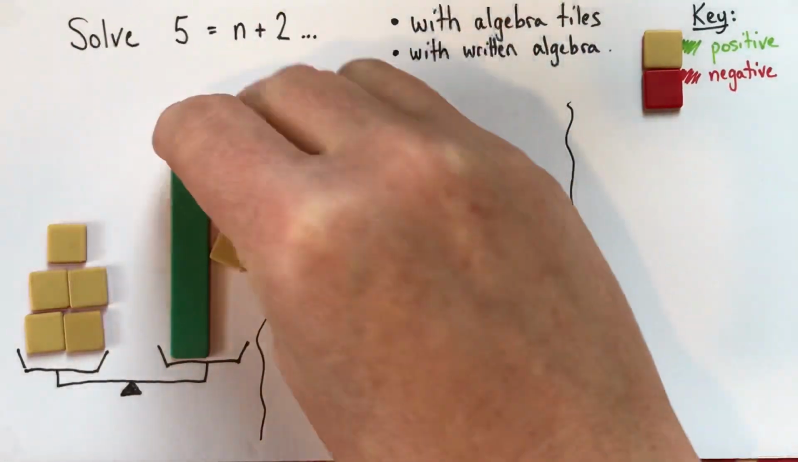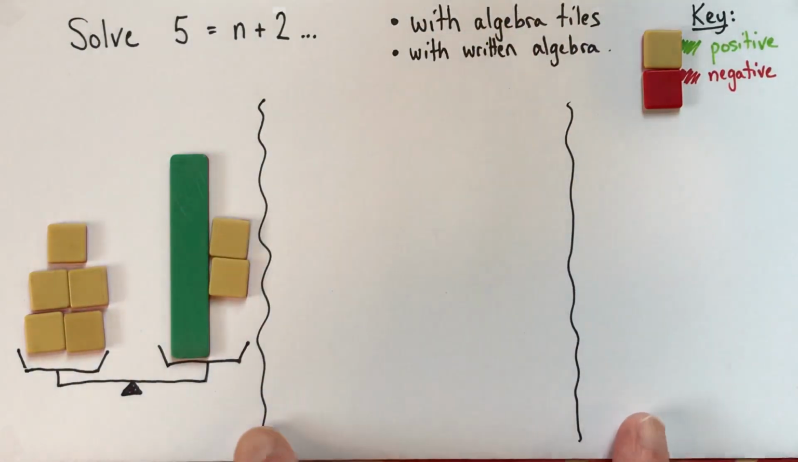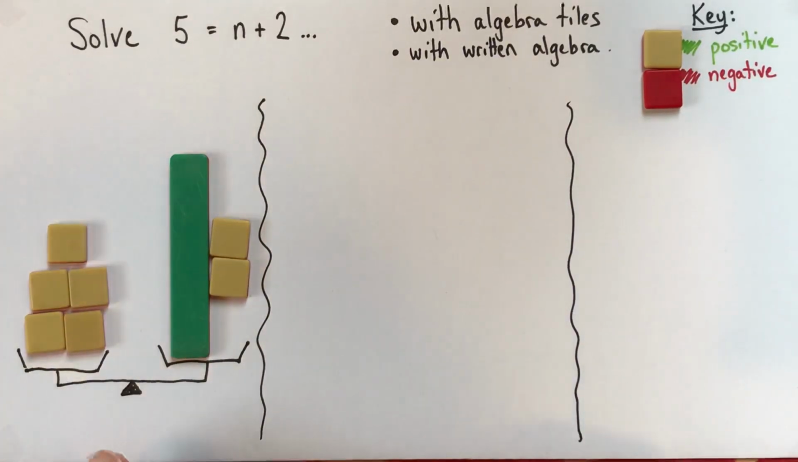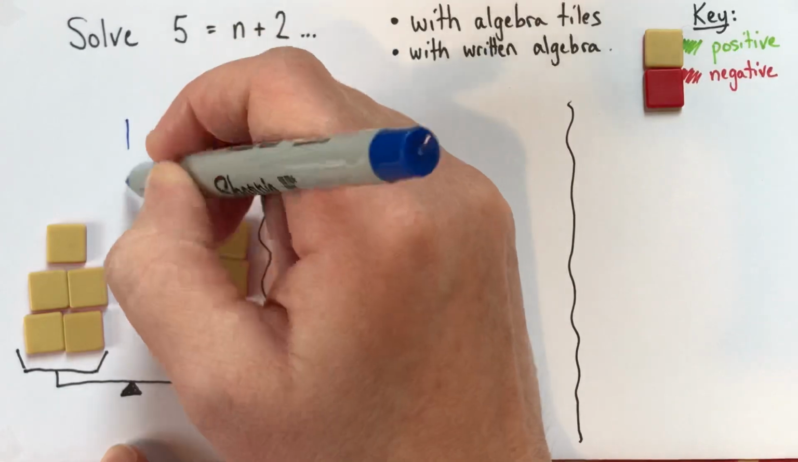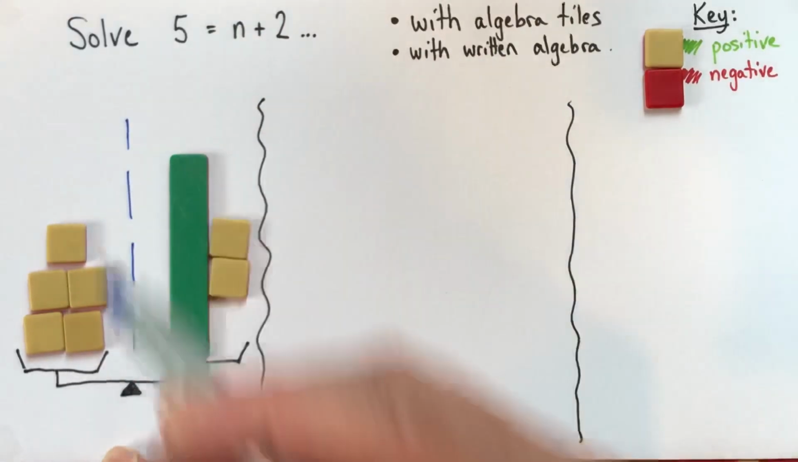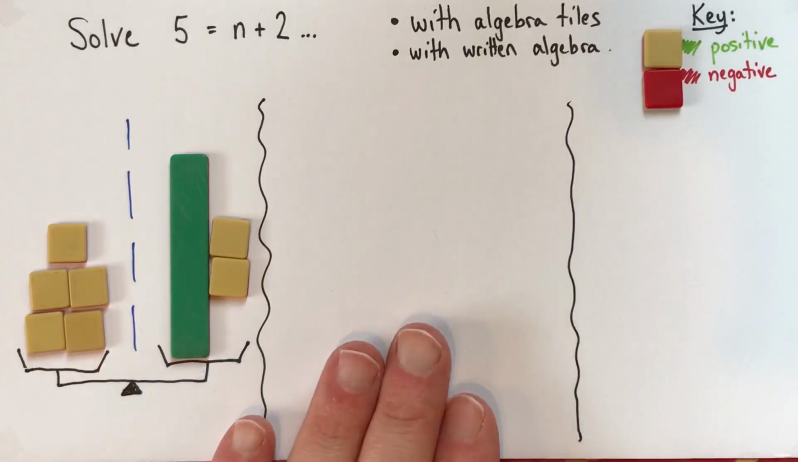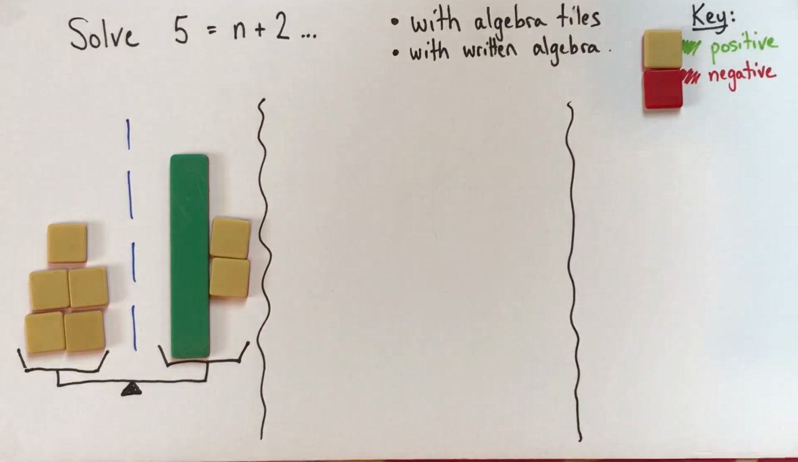Now I think that right now, because I've tried to squeeze so much onto the screen, this might look a little bit squished together. I'm just going to add a dotted little line down here, just to visually separate this side of my scale from this side of my scale. Alright, so what we're going to do is we're going to do several steps to the equation, and we'll do them first with the tiles themselves, and then we'll draw what we did, and then we'll write down what we did.